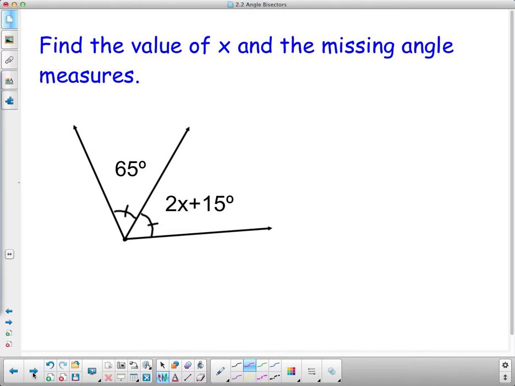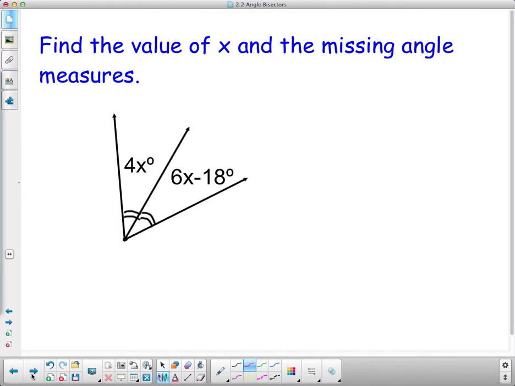Okay, what's X? 25. X was 25. Small angle was 65 and the whole thing was 130? Yes. Do I need to show work on that one? I haven't got that right. Okay, we're almost 100% there. And how about this one? Find the value of X, find the angle measures. Right. So, yeah, okay, everything else is wonderful.